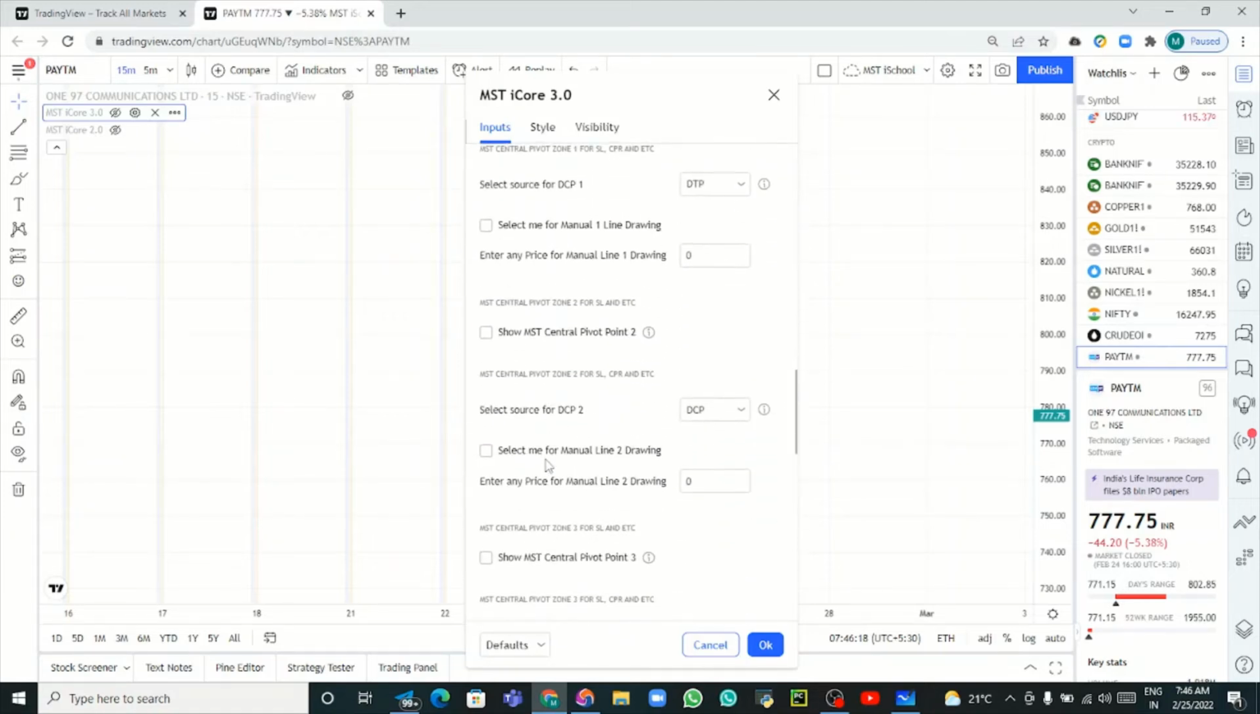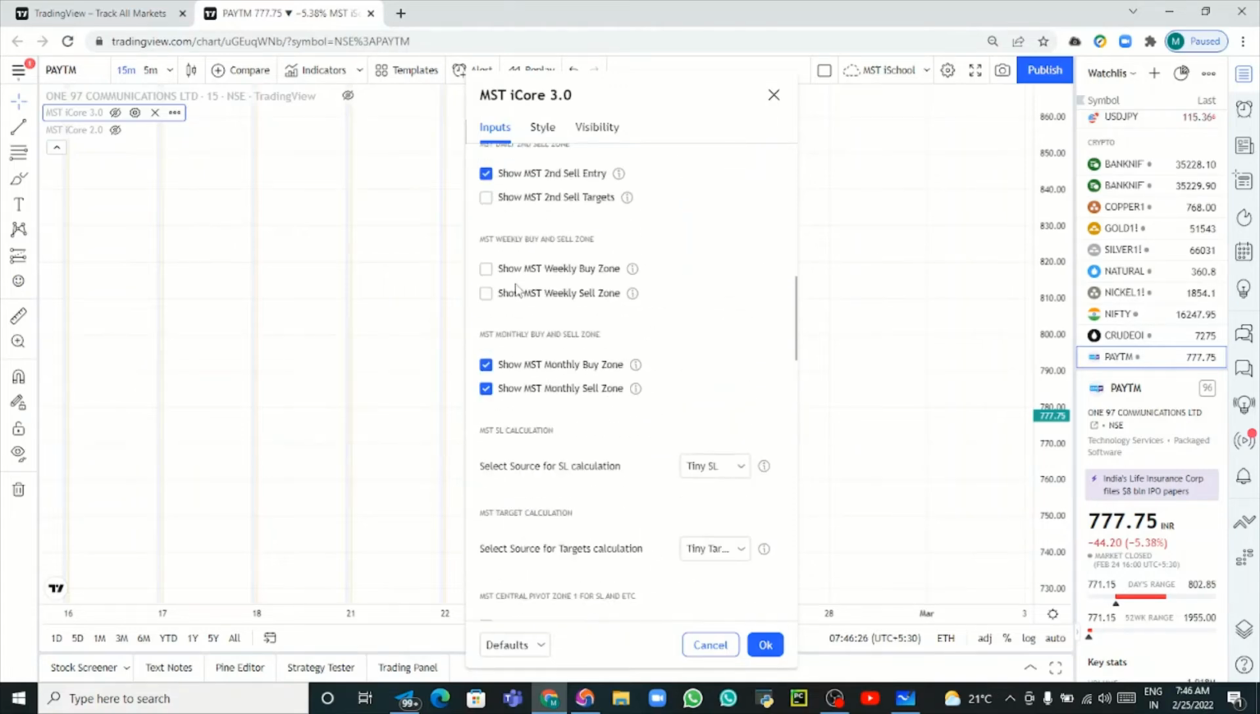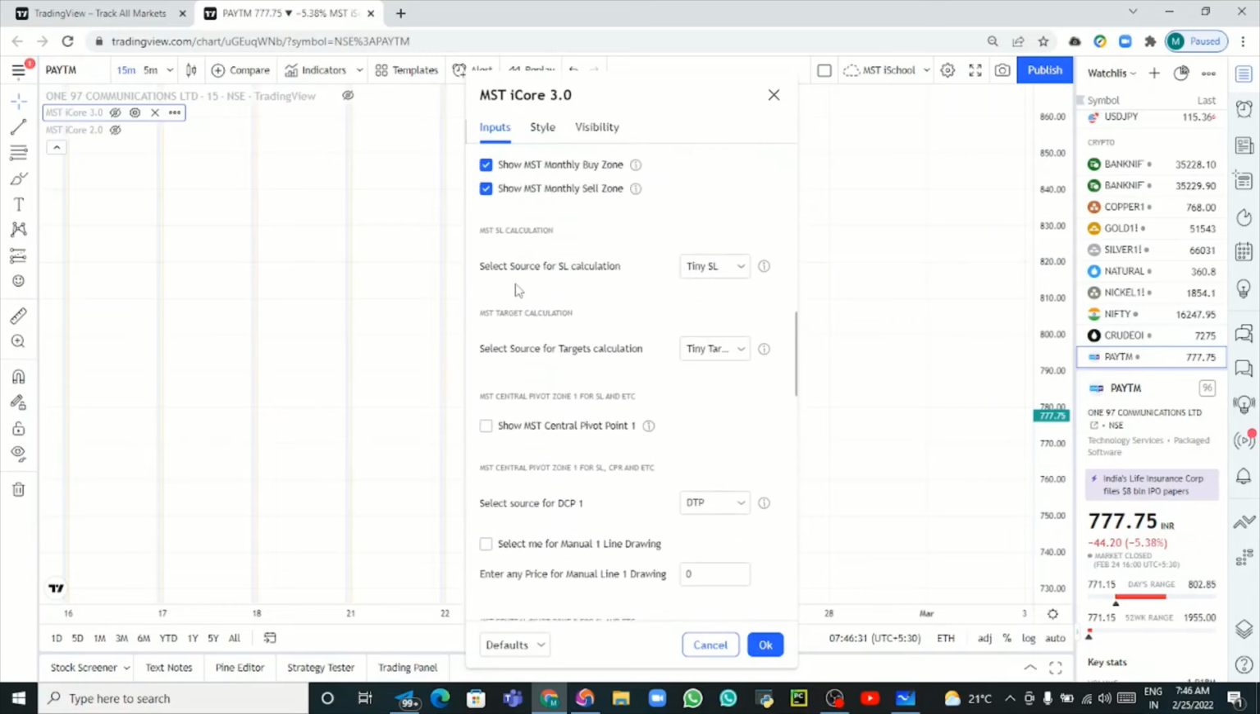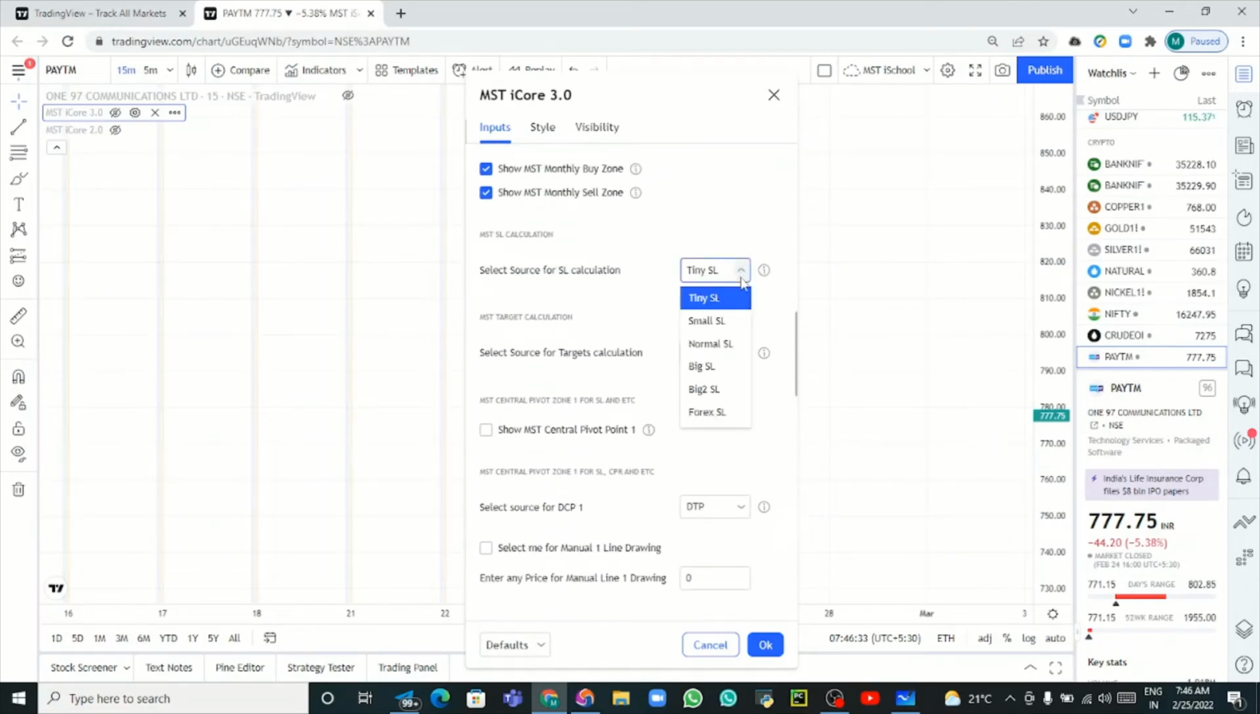And still, if you are confused, here we have given an extra option. First SL you can select, first buy SL, second SL, and second buy SL you can select. And another thing we have given: tiny SL, same thing. Here we have added one more option for forex. Forex means the dollar value is 0.08, so the movement will be very small. For that we cannot keep tiny SL, so we have given forex SL.